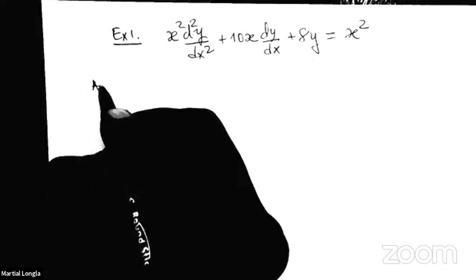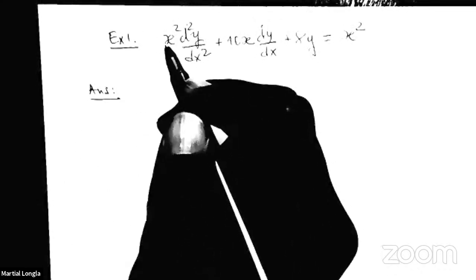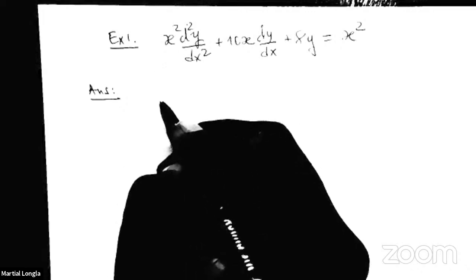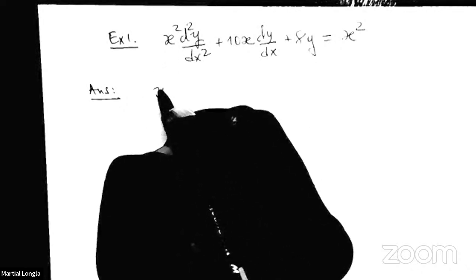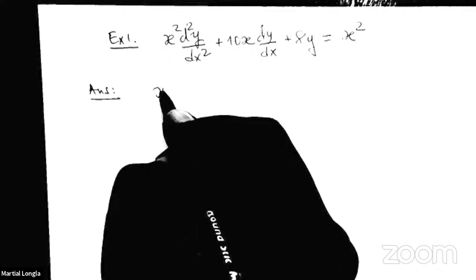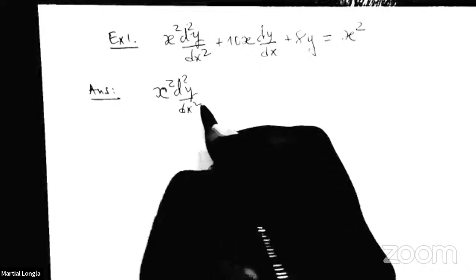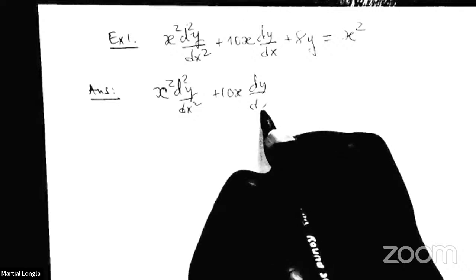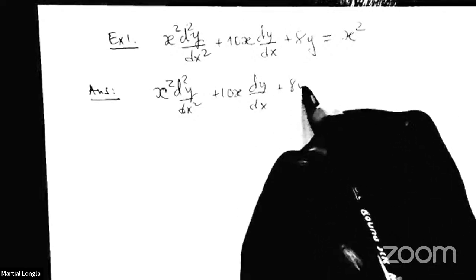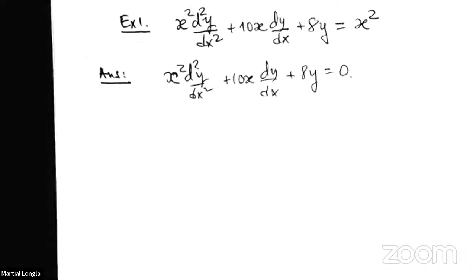So step 1, we solve x squared d2y over dx squared plus 10x dy over dx plus 8y equals 0. That's the equation that we are solving, the homogeneous problem in the first step.